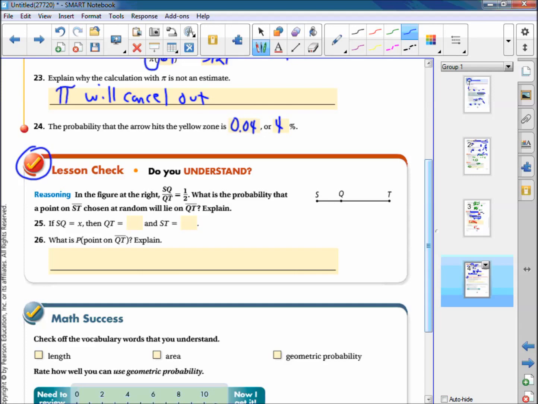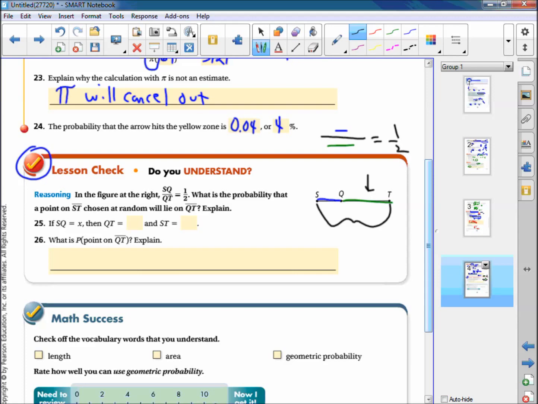All right, welcome back. In the figure at the right, SQ divided by QT, so this length right here divided by this length right here is supposed to be 1/2. So the blue length divided by the green length gives us 1/2. All right. What is the probability that a point chosen at random on ST will also lie on QT? So if I choose a random point from S to T, what's the probability it'll hit the green part?